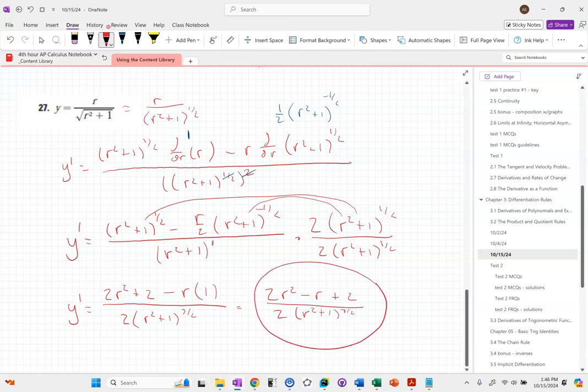I would guess that the back of the book answer probably looks like that. Violet, does that feel okay? So again, the calculus piece, not too bad.